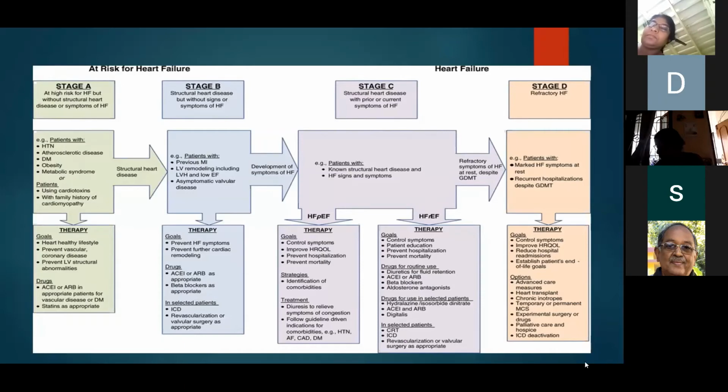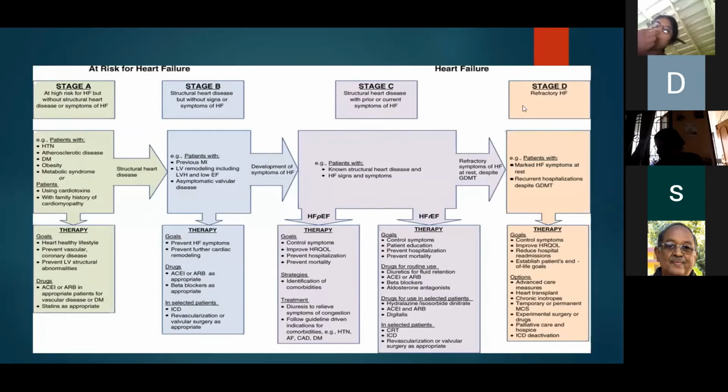Digitalis is another medication that we would add in at this juncture in these patients. We'll talk about digitalis a bit later. In selected patients, cardiac resynchronization therapy, ICDs, and revascularization can happen, like when you thought about all these in stage B.